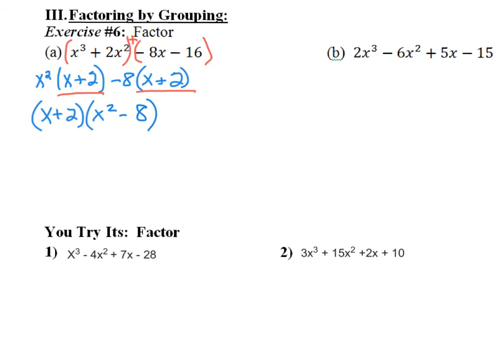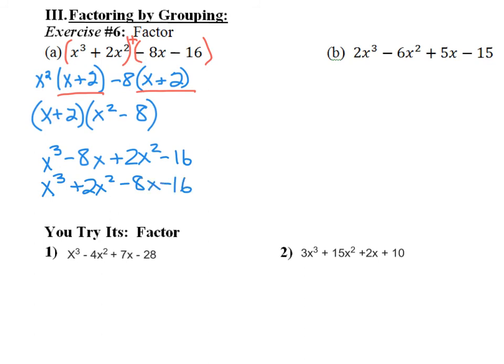Of course, we can go back and check this by double distribution. So I'm going to take my x and multiply it by x squared, and that gives me x cubed. Then I'm going to take the x, and I'm going to multiply it by the negative 8, so that gives me negative 8x. Then I'm going to take the 2 and multiply it by the x squared, so that gives me plus 2x squared. And then I'm going to take the 2 and multiply it by negative 8, and that gives me negative 16. So my check for this, while I've got to rewrite it in a different order, does give me back my original polynomial that had 4 terms.